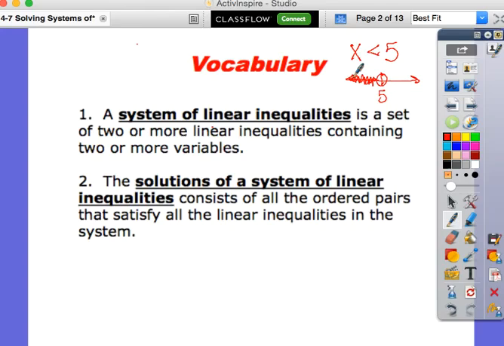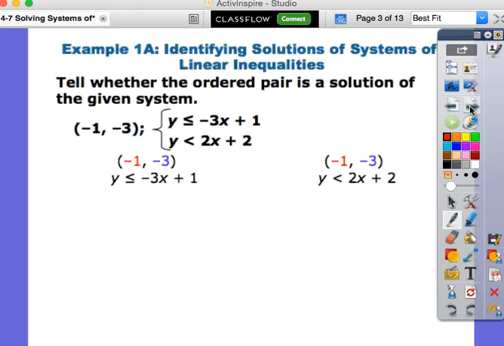On a graph, we're going to graph the line, and then we're going to shade. Because on a number line, you have numbers. But on a graph, you have ordered pairs. So we're going to shade all of the ordered pairs. So that's kind of where we're headed here in a minute. But first of all, we're going to identify if a solution is actually a solution for the system.